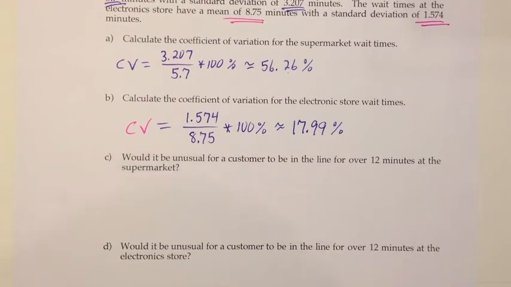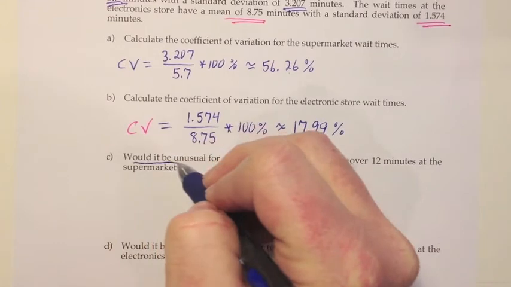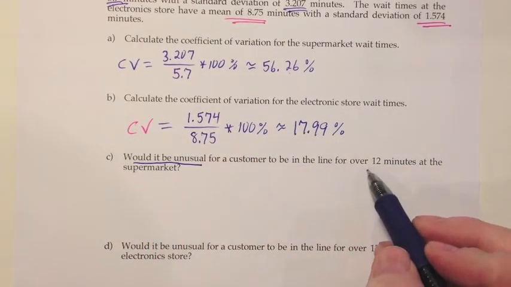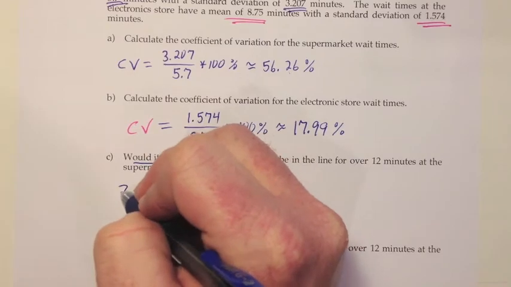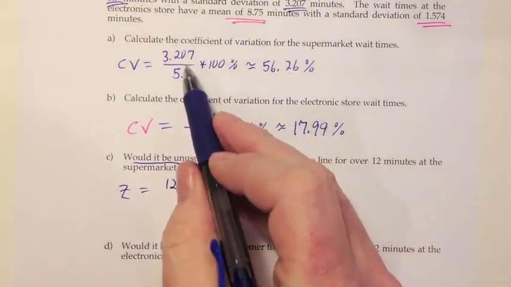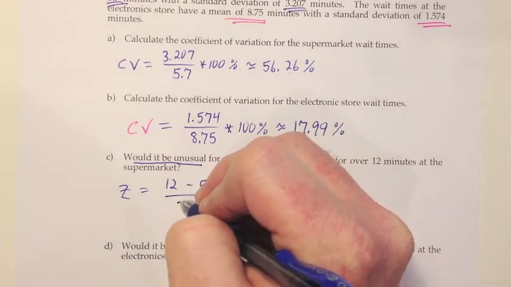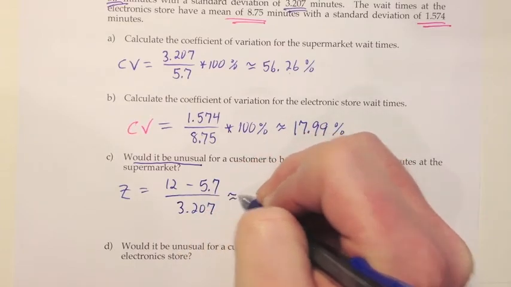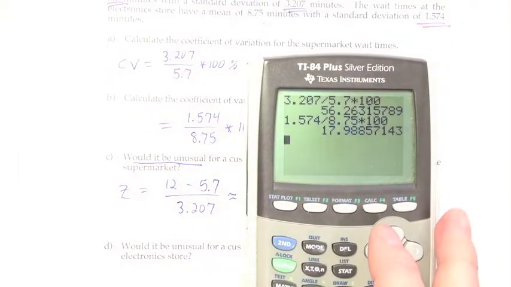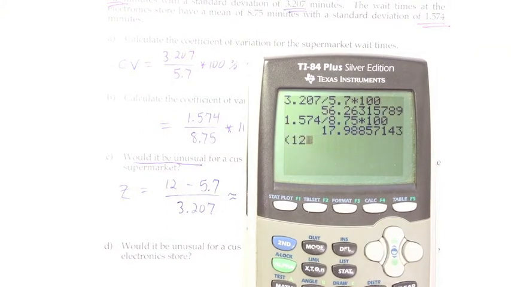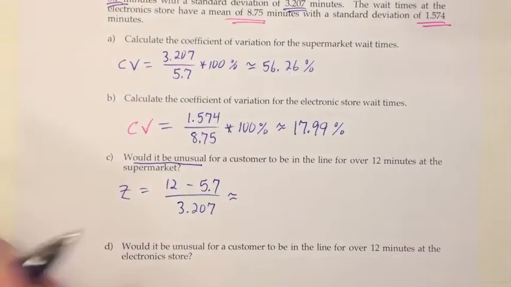Would it be unusual for a customer to be in line for over 12 minutes at the supermarket? So let's see, that's actually going back to our previous section. They're asking us, would it be unusual? So I want to do a z-score for that. So over 12 minutes, I'll look at the borderline number of 12, and this is the supermarket, so we're going to use these numbers, subtracting the mean of 5.7 and dividing by the standard deviation of 3.207, and doing our z-score. So parentheses 12 minus 5.7 over 3.207, and we get 1.964 as our z-score.